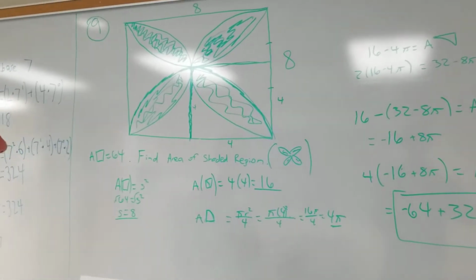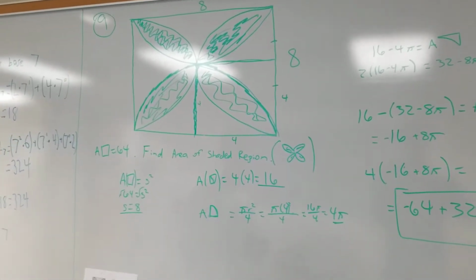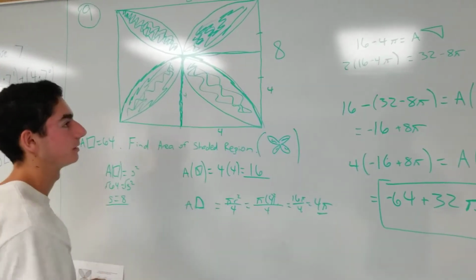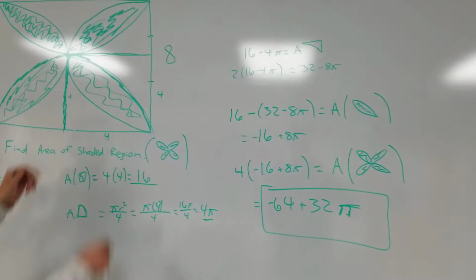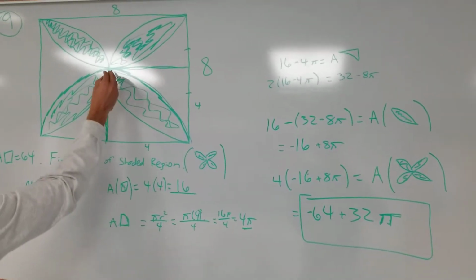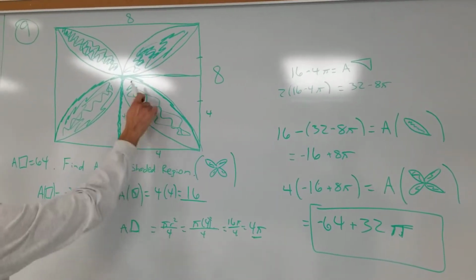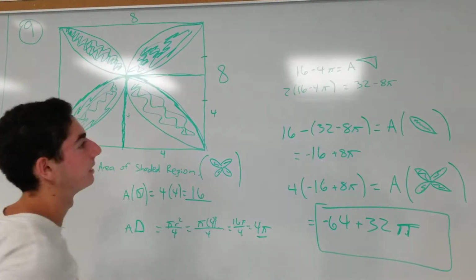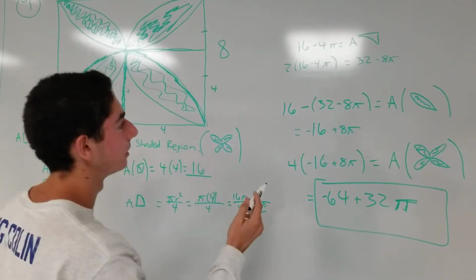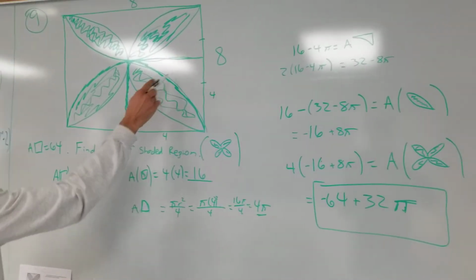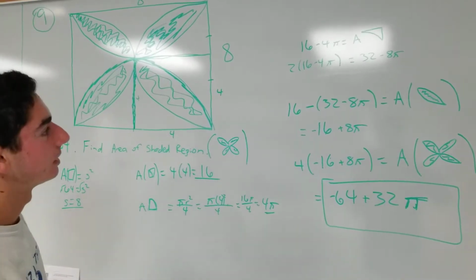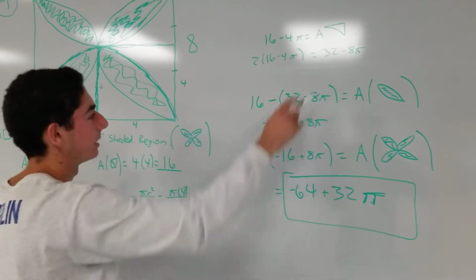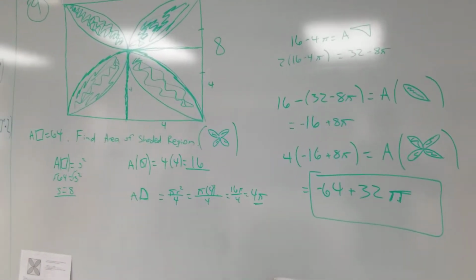And now that we know that, if we just want to find this area right here, this blank space over here, we can just do the whole square minus this section right here, which is 4 pi. So 16 minus 4 pi is the area of this. And since there are 2 of these, multiply that by 2. So 2 times 16 minus 4 pi equals 32 minus 8 pi. Okay. So now we have that.